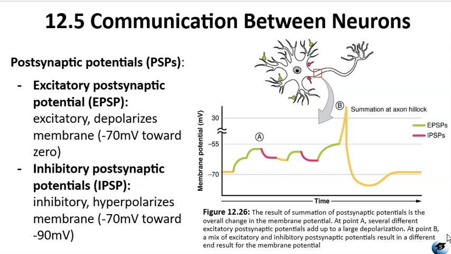When graded potentials are generated at synapses, they're referred to as postsynaptic potentials, PSPs. Excitatory postsynaptic potentials, or excitatory PSPs, depolarize the postsynaptic membrane, increasing the likelihood of an action potential, while inhibitory PSPs, or IPSPs, hyperpolarize the membrane, making an action potential less likely.